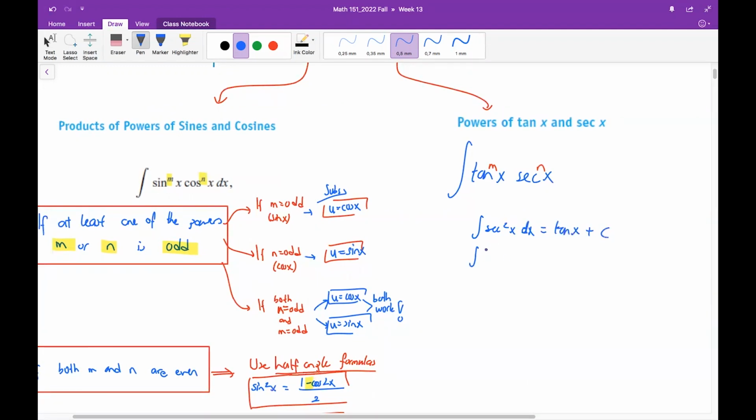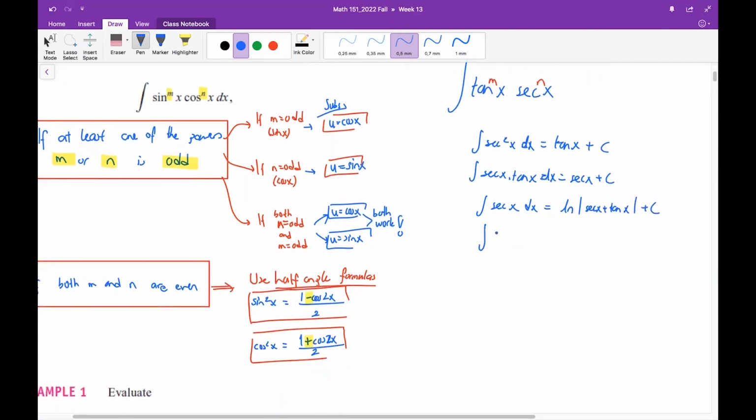We also know how to integrate secant x times tangent x, as it is the derivative of the secant x function. And we also know how to integrate just secant x, for example. We covered this famous rule: ln absolute value of secant x plus tangent x, right?